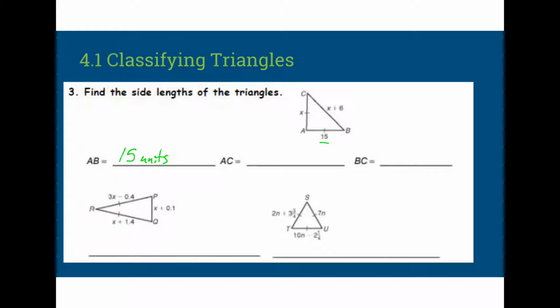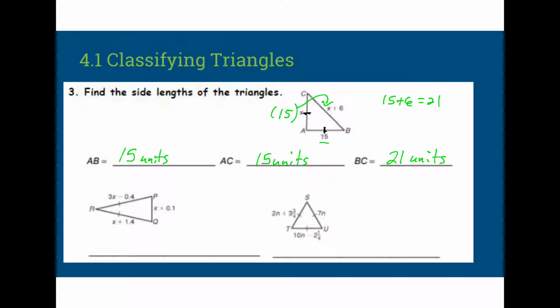AC is going to be X, but notice the tick marks that we've got going on right here, which once again means that those sides are congruent. So if AB is 15, then I know AC, which is X, is also going to be 15 units. And then lastly, if we know X is 15, then I can substitute it in right there. 15 plus 6 is going to be 21, so BC must be 21 units.